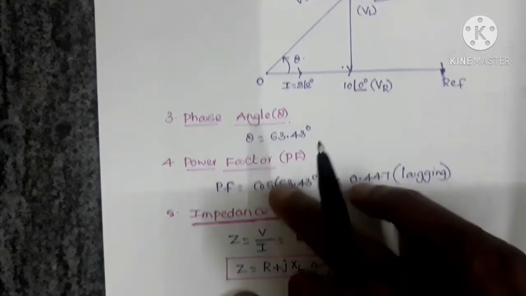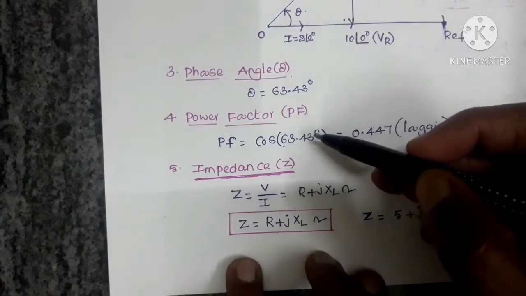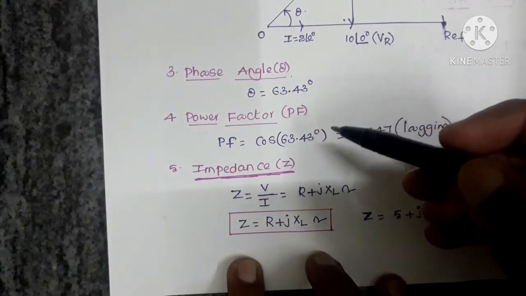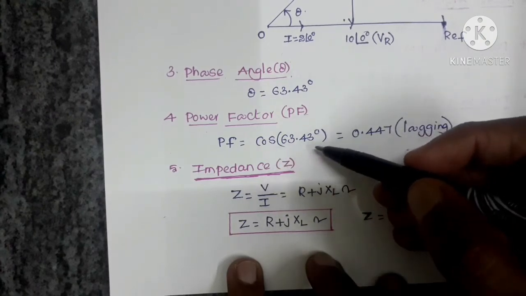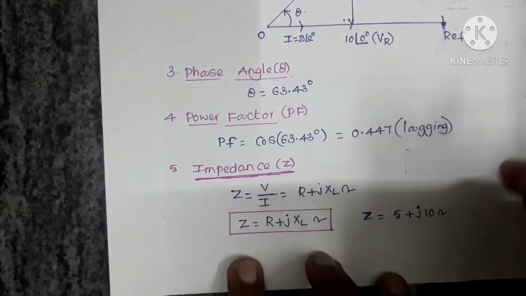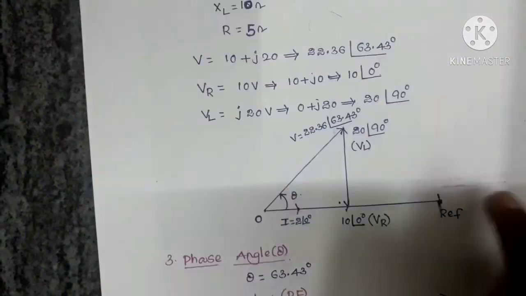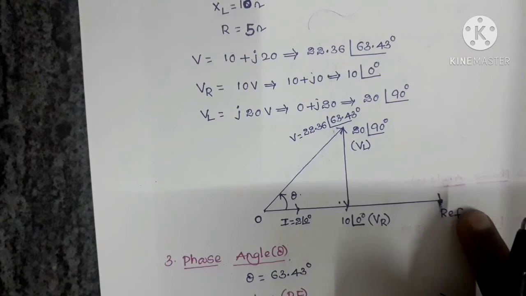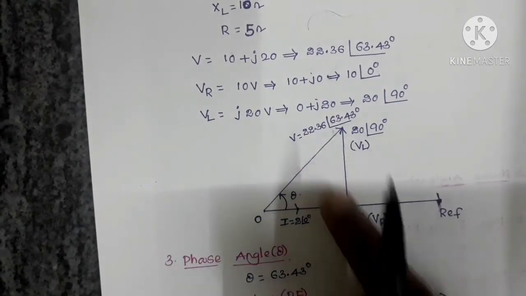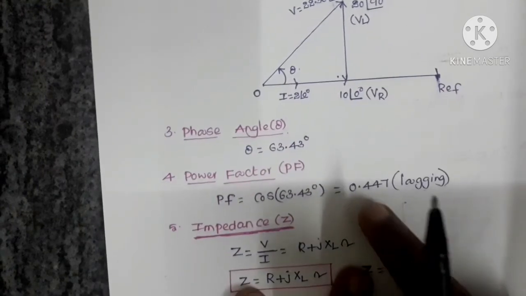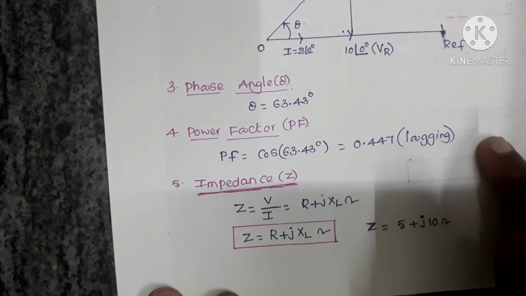Power factor equals the cosine of the angle between voltage and current. Here, it is the supply voltage and the current coming from the supply. So cos 63.43 becomes the power factor, which is 0.447 lagging. Lagging because the current is in the direction of the reference and the supply voltage is ahead of the current. So the current is lagging the voltage. That's why it is lagging. So 0.447 lagging is the power factor.